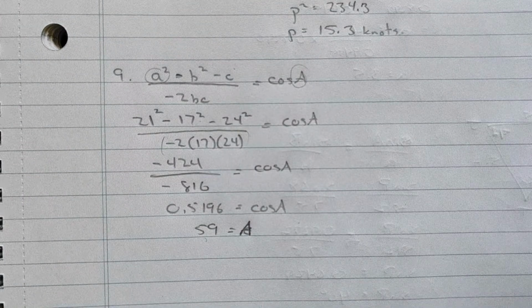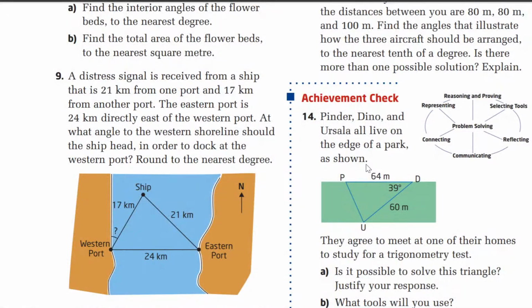Now, going back to our image here, 59 is the angle inside. We need the outside angle here up to 90. So 90 minus 59 is what you're going to do here, and you'll get your 31 degrees as your actual answer. So the answer here should be 31 degrees when you finish that one off.